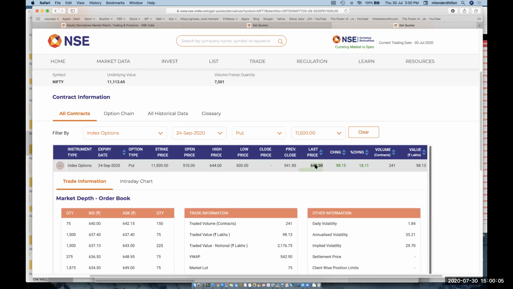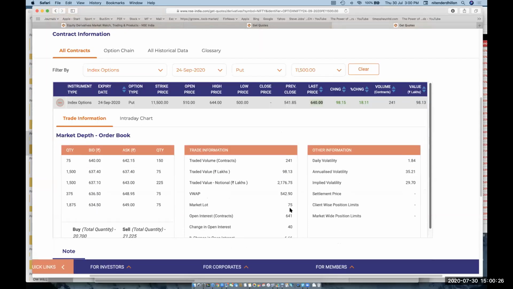Okay, that is in case you have to square up, or in case you have to take the option to its end, right? Right. So in case the index comes down to 11,000, you would have sold at 11,500. You'll be asked to buy back at 11,000. So you would have gained 500 points. 500, right. 500 points on one index option multiplied by 75.